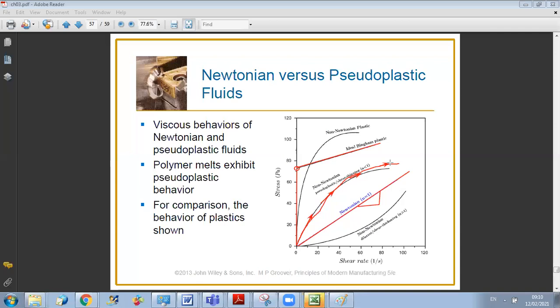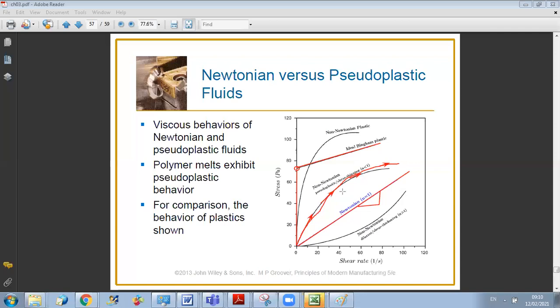So for a latex paint, before putting it on the wall, you can see it's viscous. But once you begin to paint on your wall, what will happen is that the high shear rate created between the brush and the wall will reduce its viscosity. So this is an example of shear thinning.